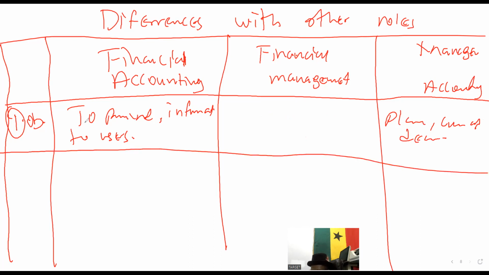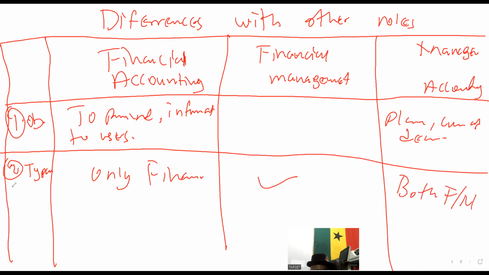You underline it. Then tell me the type of information. Financial accounting is only financial. It will record only financial information. Here too, the same thing, financial. But here both financial and non-financial.